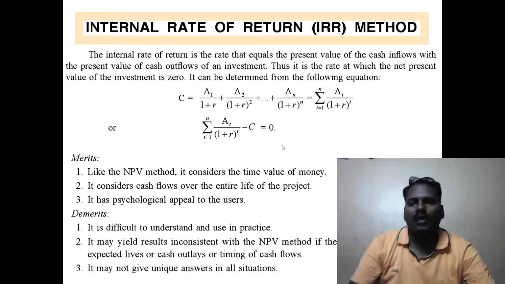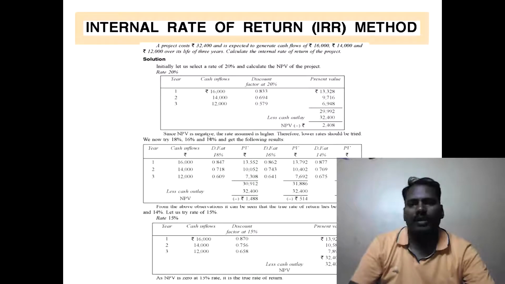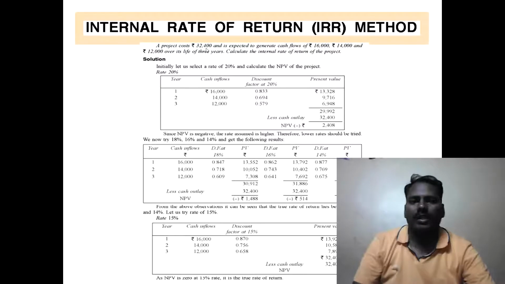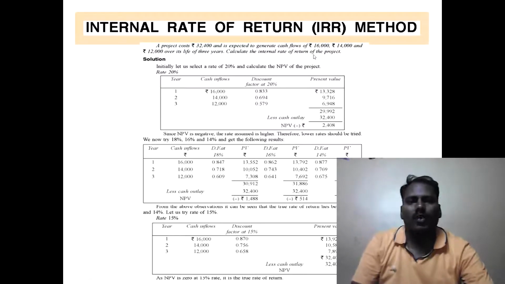Let us try to solve one example related to internal rate of return method. A project costs rupees 32,400 and is expected to generate cash flows of rupees 16,000, 14,000 and 12,000 over its life of 3 years. Calculate the internal rate of return of the project.